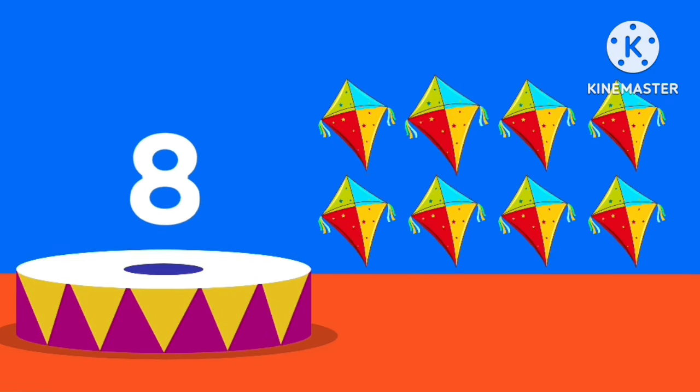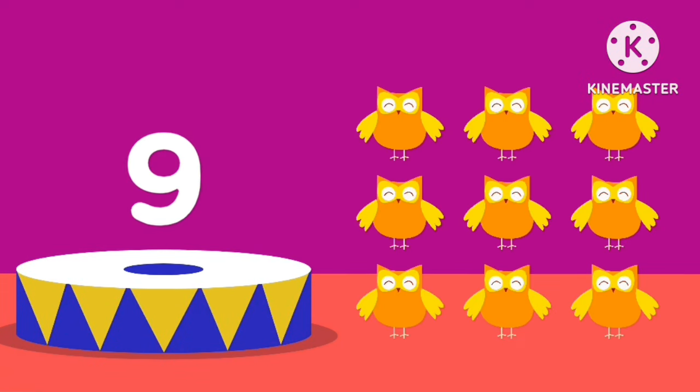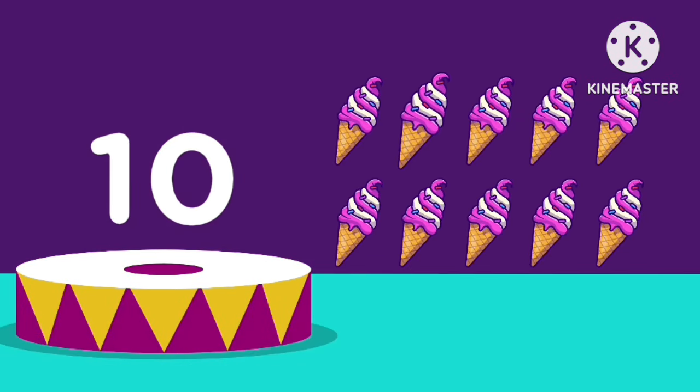8. 1, 2, 3, 4, 5, 6, 7, 8. 8 kites. 9. 1, 2, 3, 4, 5, 6, 7, 8, 9. 9 owls. 10. 1, 2, 3, 4, 5, 6, 7, 8, 9, 10. 10 ice creams.